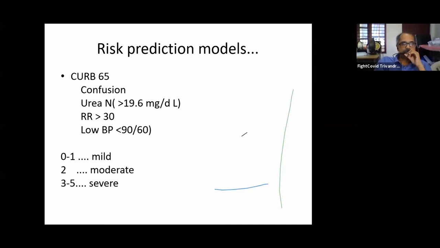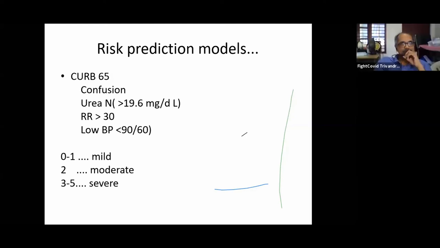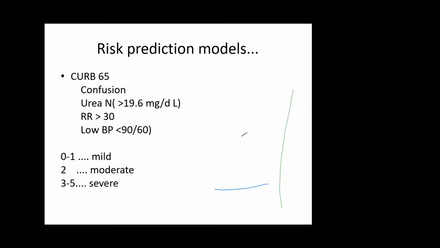If the score is between 0 and 1, we can consider it mild. A score of 2 is moderate, and 3 to 5 means it is severe. This is one of the prediction models that can be applied in an emergency department. Why 65? Age 65 is the cutoff validated; when they did the validation using this score, they identified it as the cutoff point to predict between a severe pneumonia and a less severe pneumonia.